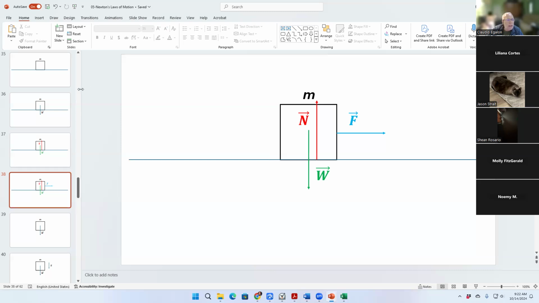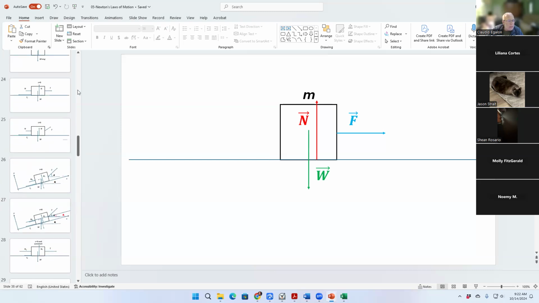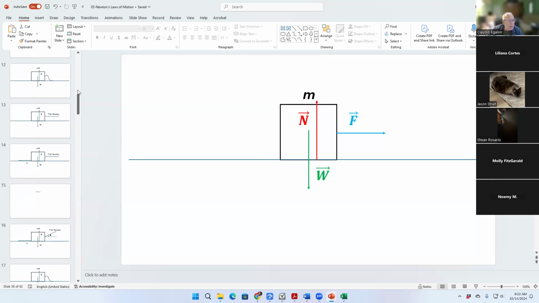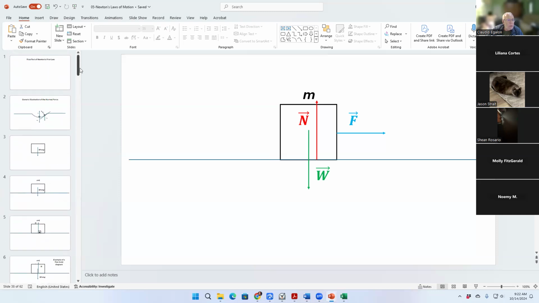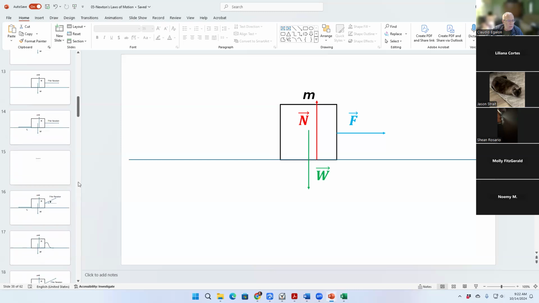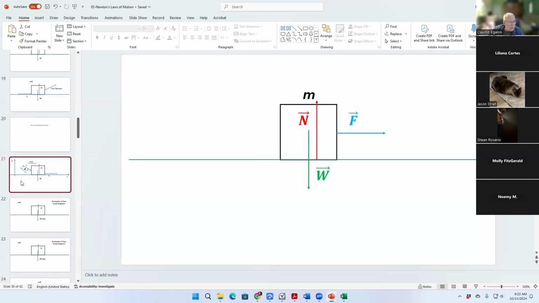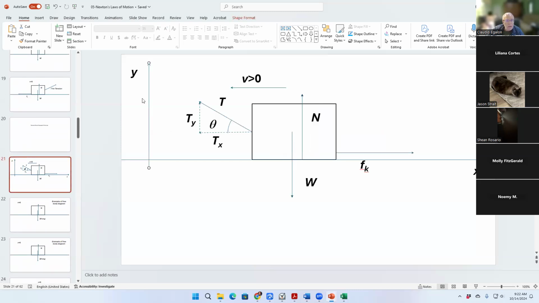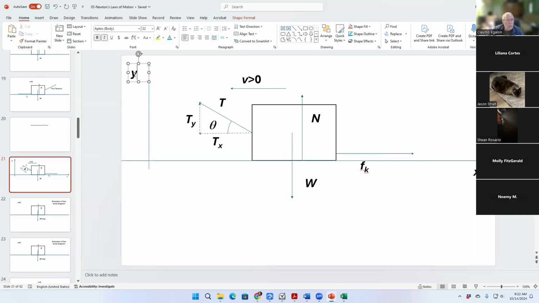And let's not forget the X and Y axis. Unfortunately, I don't have the X and Y axis here. Oh yeah, I have it. This one. X, of course the Y, and the X axis.